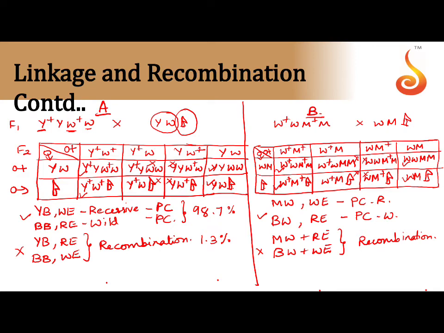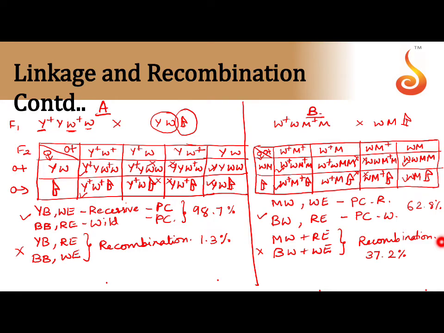But in case 2, as we are seeing, the parental type is just about 62.8% and recombinant is about 37.2%. So, why is this difference? That is the question we are going to understand.